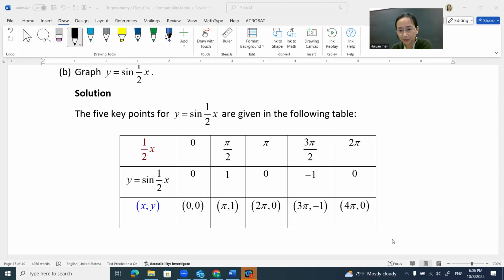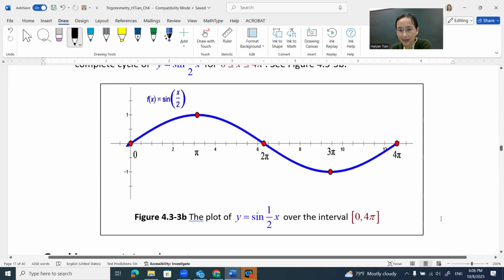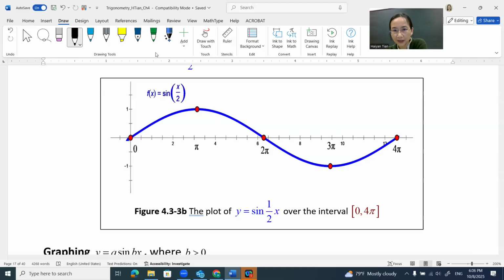So this is one period of this function. The effect of the half: right now the function is sine half x, and its period is 4 pi. Compared to the basic function, the period is larger, because the basic sine x function has a period 2 pi.